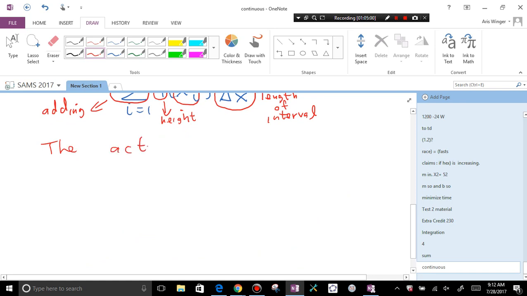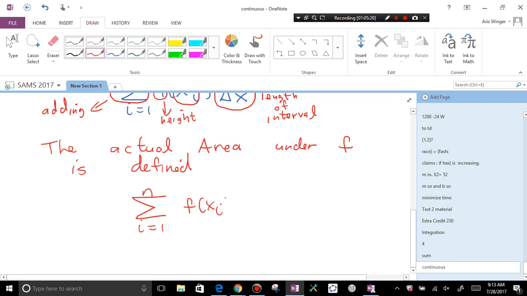The actual area under f is defined to be the sum i equals 1 to n of f of xi times delta x. And what do I have to do with n? I want the actual number, so I have to take more and more n, to take infinitely many. The limit as n goes to infinity. That's the actual area.